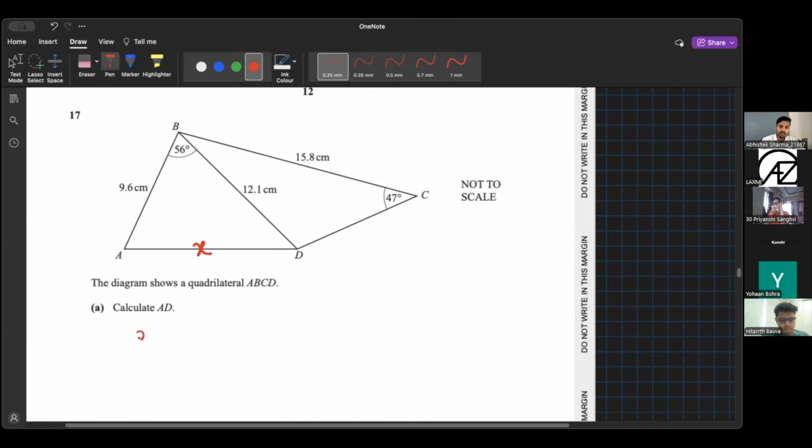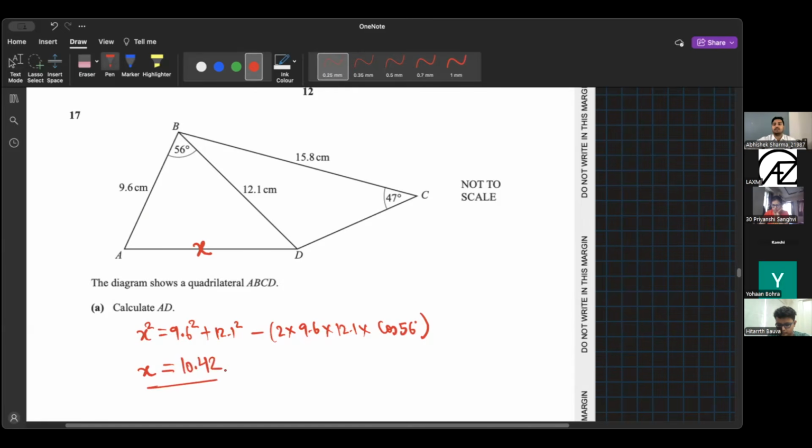We can simply write x squared equals 9.6 squared plus 12.1 squared minus 2 times 9.6 multiplied by 12.1 multiplied by cos 56 degrees. Do this in your calculator and you will get the answer. So the root of 9.6 squared plus 12.1 squared minus 2 times 9.6 into 12.1 into cos 56, bracket close. So the answer is 10.42.